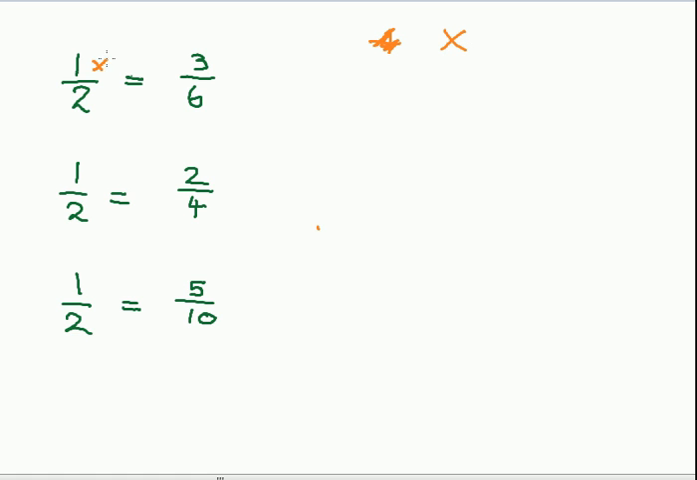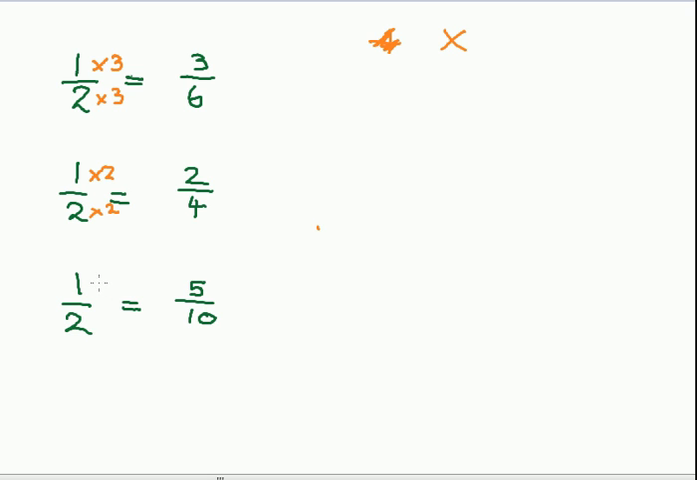We'll try timesing. Now this is a times tables question. 1 times something equals 3. Obviously the answer is 3. Let's try down the bottom. 2 times 3 equals 6. We can see here that we're timesing by 3 top and bottom. Let's have a look at the next one. Now 1 times 2 equals 2, and 2 times 2 equals 4.